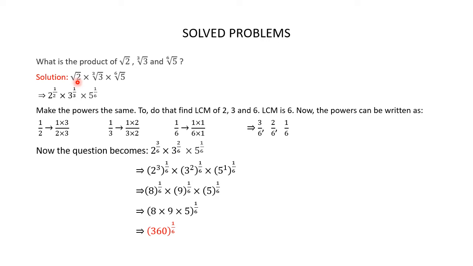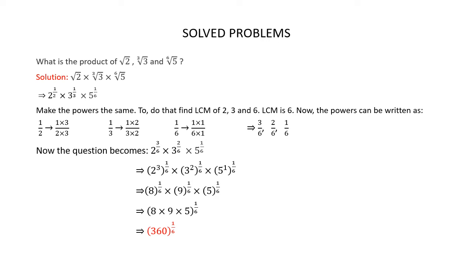Cube root of 3 can be written as 3 raised to the power 1 by 3. And sixth root of 5 can be written as 5 raised to the power 1 by 6. So now we have 2 raised to the power of 1 by 2 multiplied by 3 raised to the power of 1 by 3 multiplied by 5 raised to the power of 1 by 6.